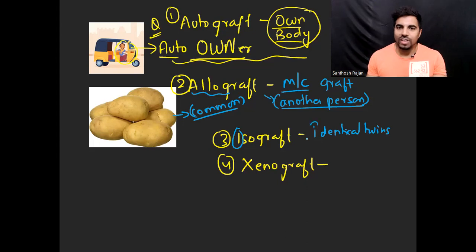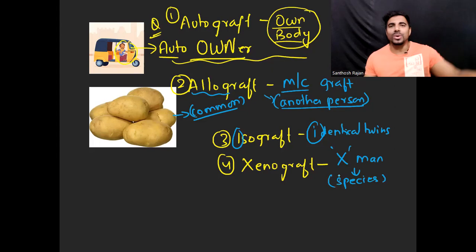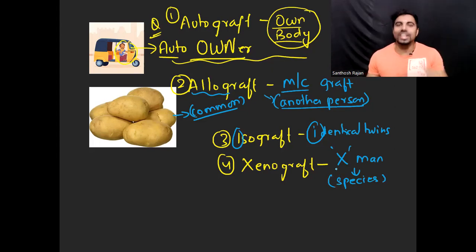Don't forget, iso is identical, as in identical twins in the graft. Xenograft means, remember, X-Man. X-Man is another species, he's not human. So when you do any graft from another species, it could be an animal, plant, whatever, apart from human, other species. Xeno, X for X-Man. X-Man is another species. Okay, got it?